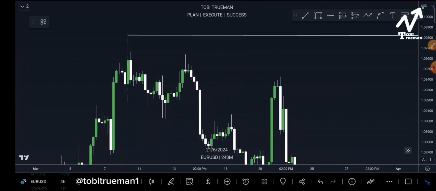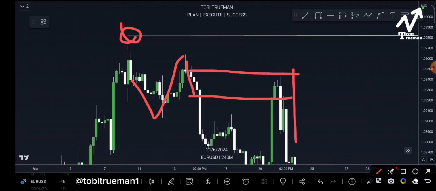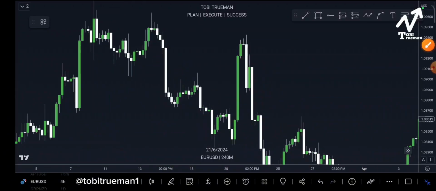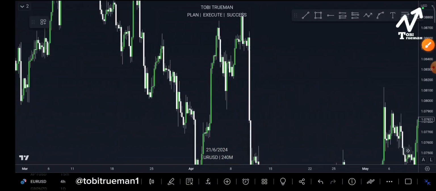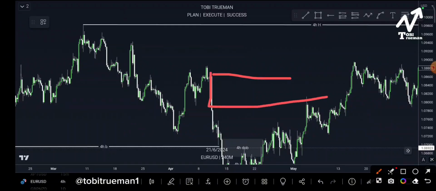Okay, when we are marking structure, we have to know that, from this high point, I have to be looking for where is the valid order block. Everything is also explained in my video. The valid order block, there's nothing there. Everything is mitigated. Then see what price did. This is the last valid order block, but price faded it.